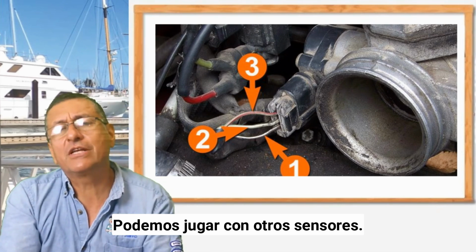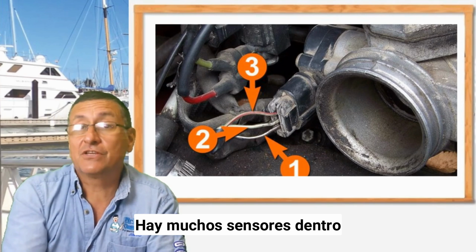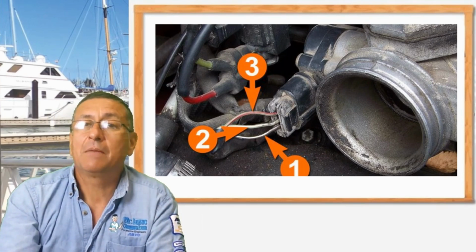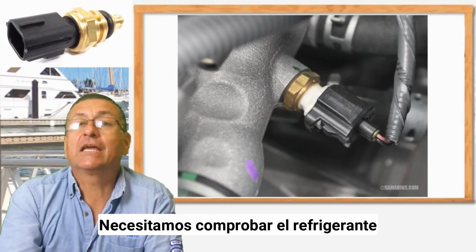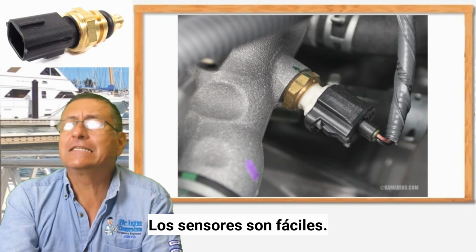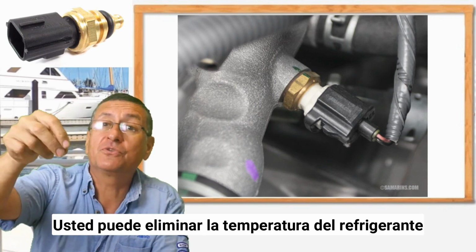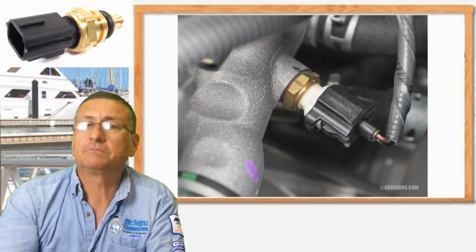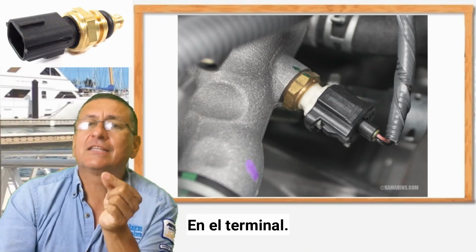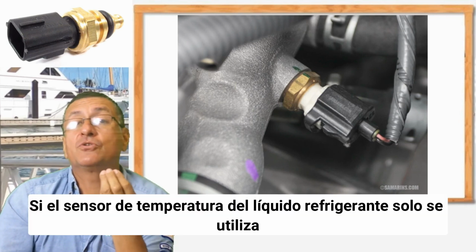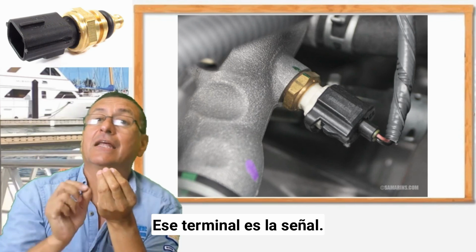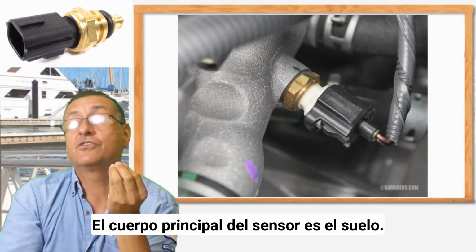We can play with other sensors. There are a lot of sensors in the harness of your engine. But for example, we are going to check the coolant temperature sensor. We can play with the coolant temperature sensor easily. You can remove the coolant temperature sensor from the thermostat housing and check in the terminals. If the coolant temperature sensor uses only one terminal, that terminal is the signal. The body of the sensor is the ground.